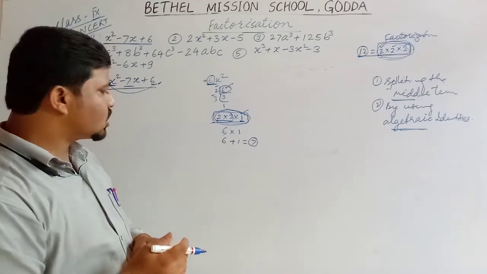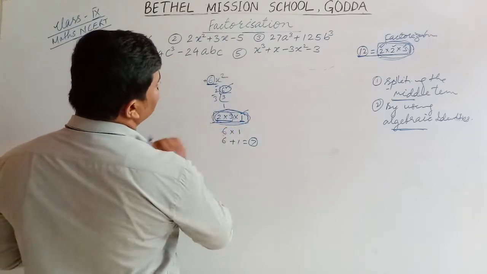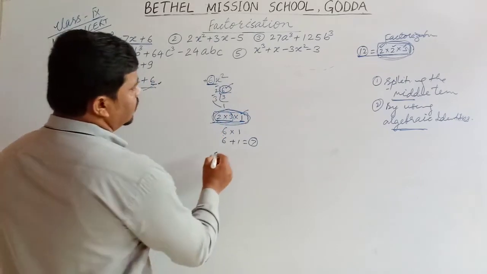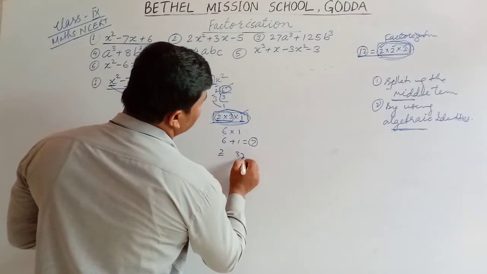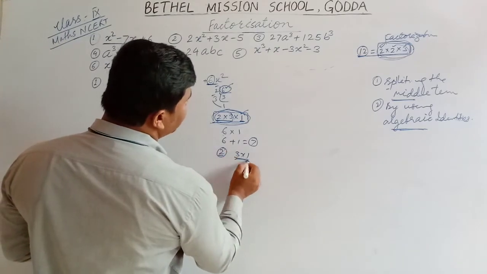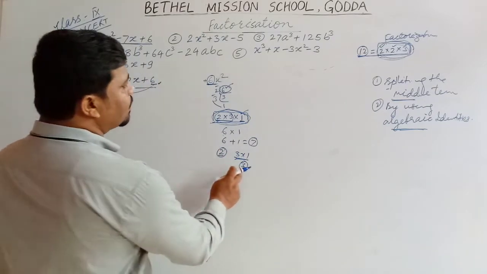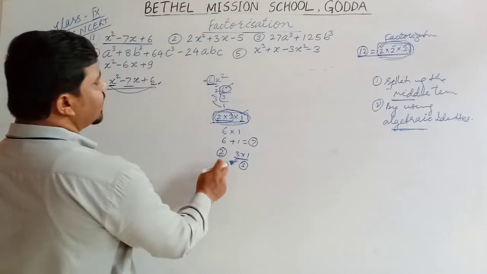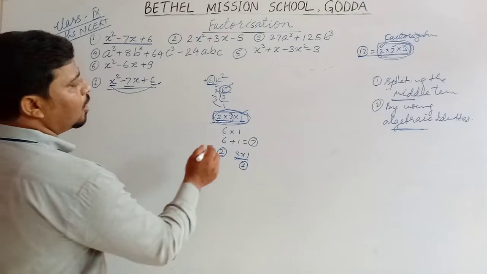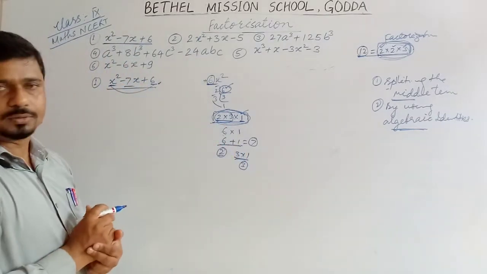The question can arise, why 2 into 3 only? Why not 3 into 1 and 2? Because when you take 2 and 3 into 1, 3 into 1 is 3, so 3 plus 2 you will get 5. After adding you are getting 5, subtracting it is not coming, and 7 is not coming. So this is the possible group, 6 and 1.